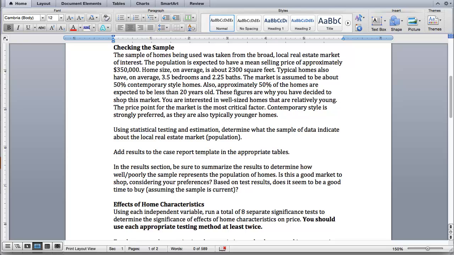Certainly age can vary as the homes get older. Same, price can vary. Okay, so what we're saying right here is that right now the average price is $350. Let's see if our sample is pretty close to that. The average square feet, 2,300. Bedrooms, bathrooms, you could see that, and 50% each, contemporary homes and homes that are in the young category. So now all of these benchmarks can be tested using our sample information and either the one sample t-test for a population mean or a one sample z for proportion. Let's look at that.